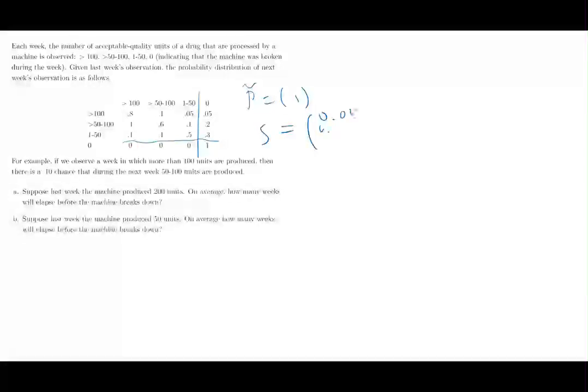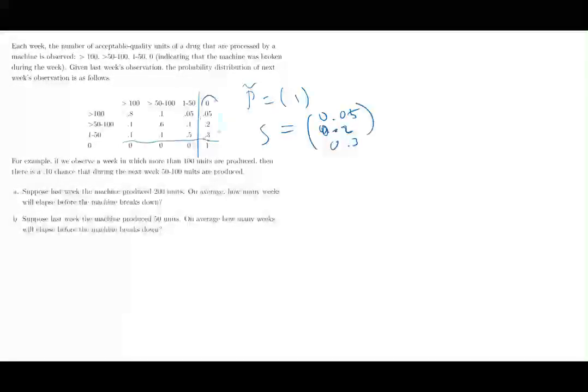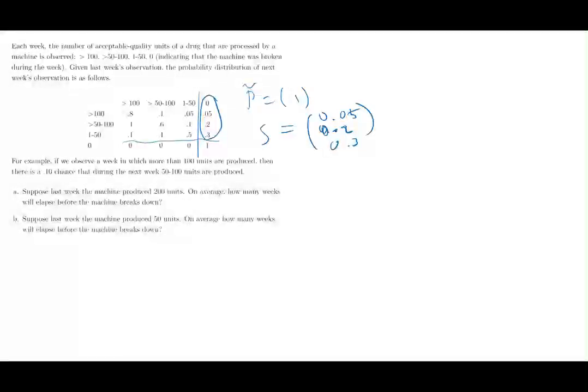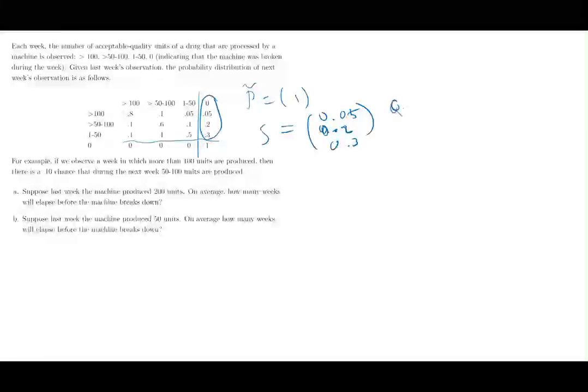So you can rearrange the matrix to get it into the form that we're familiar with, or if you see it right away, it's going to be broken down this way. Okay, and then P tilde is just 1. My S matrix is going to be 0.05, 0.2, and 0.3. It's this vector right there. And then the rest is going to be my Q matrix.